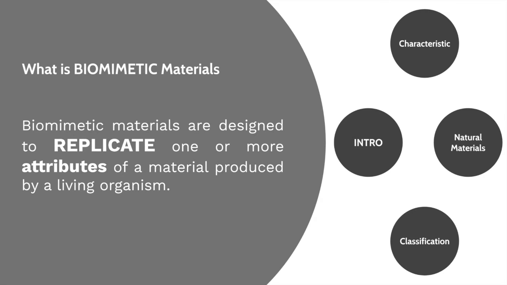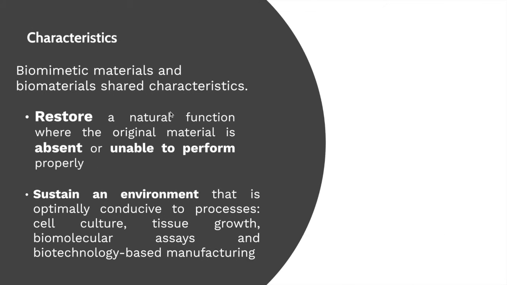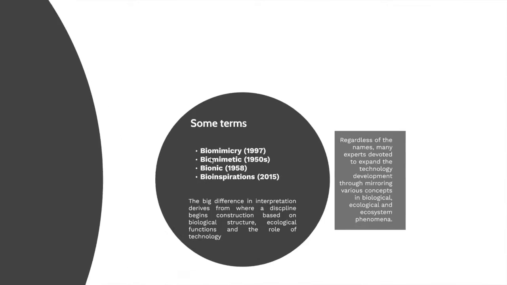And then we go to characteristics. The characteristics of biomimetic are actually the same as those of biomaterials, which is to restore natural function where the original material is absent or unable to perform. And then to sustain an environment, to optimize cell culture, tissue growth, biomolecular assays, and biotechnology-based manufacturing. So this is to optimize the environment, actually. So those are the characteristics.